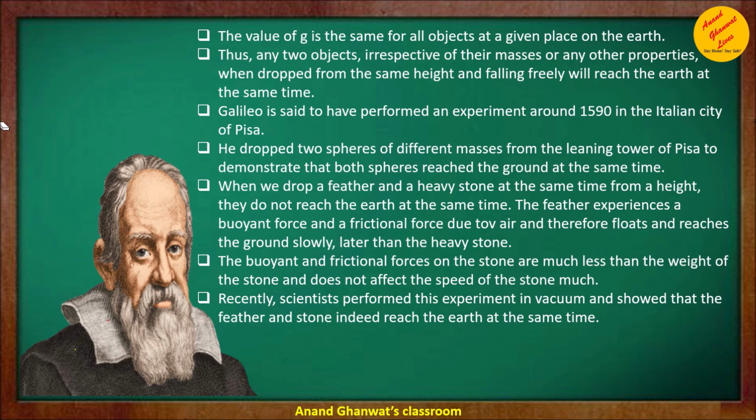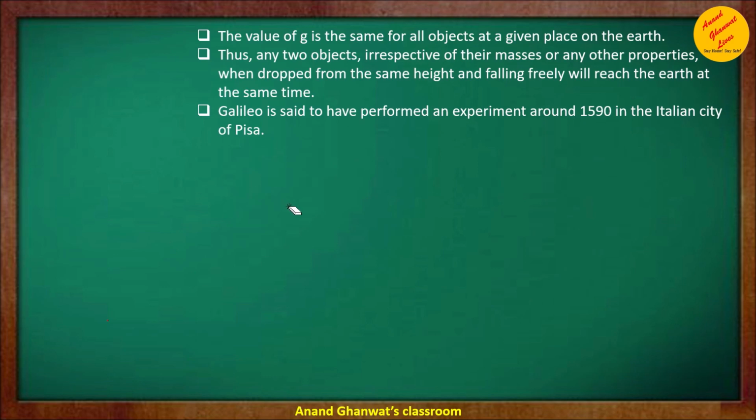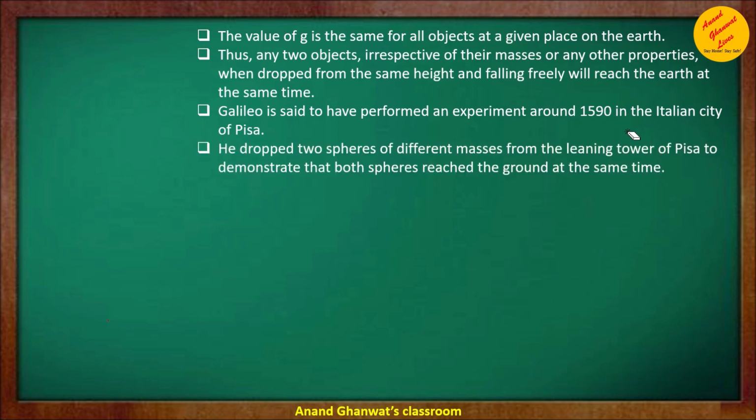This is the scientist Galileo, who performed an experiment and stated that any two objects with different masses, when thrown vertically downwards, reach the ground at the same time. Galileo is said to have performed an experiment around the 1590s in the Italian city of Pisa. In that experiment, he dropped two spheres of different masses from the leaning tower of Pisa to demonstrate that both the spheres reached the ground at the same time.